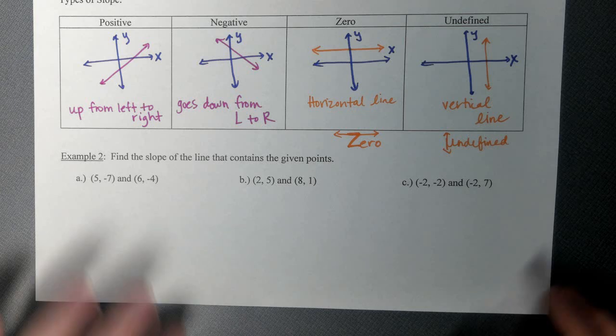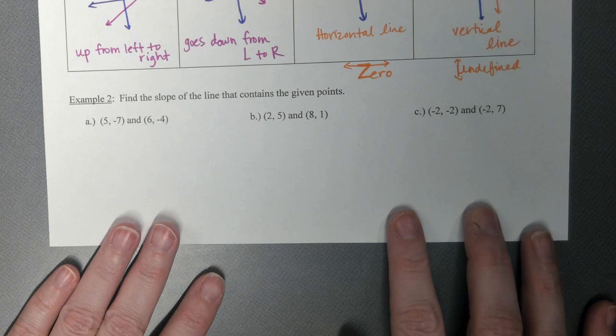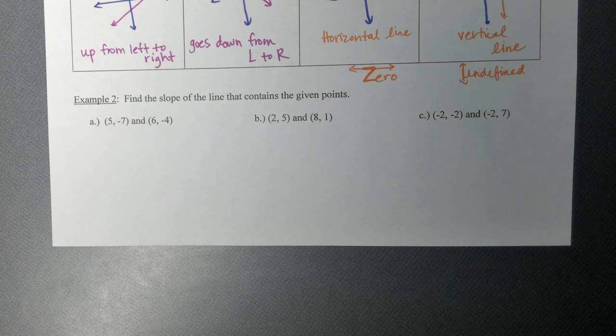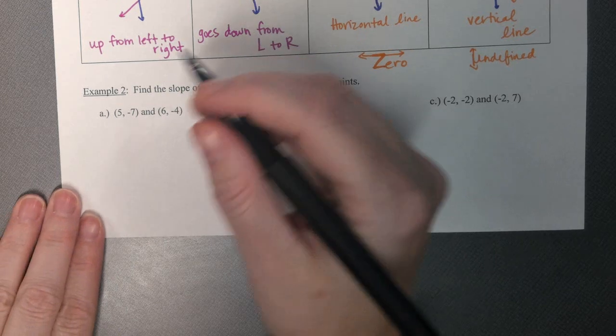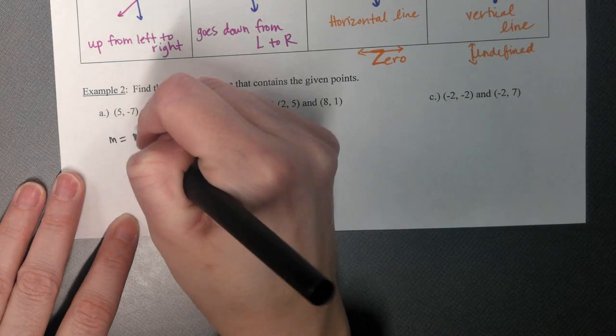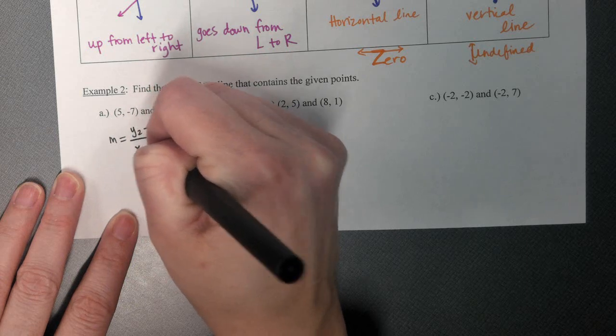All right, and then the last thing we're going to do today is use that formula that I told you about at the beginning. So you're going to find the slope of the line that contains those given points, and we're going to use that formula that m equals y2 minus y1 over x2 minus x1.